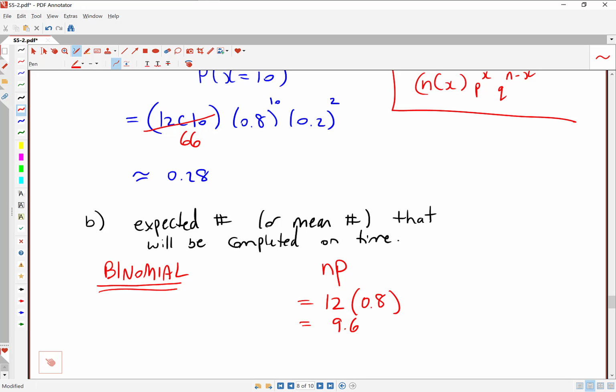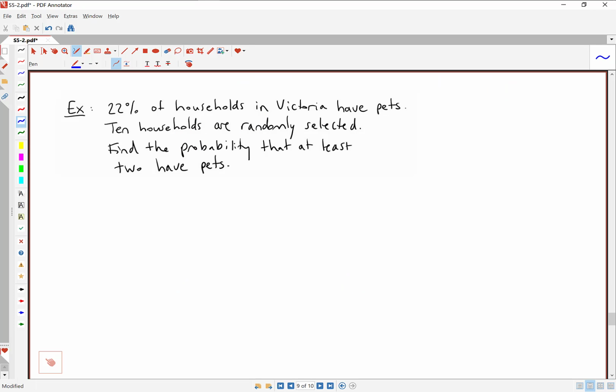So on average, how many will be completed on time? 9.6. So as a manager, we'd say, okay, that gives us a good sense that probably we're going to see something like 9 or 10 completed on time. That's likely what's going to happen.